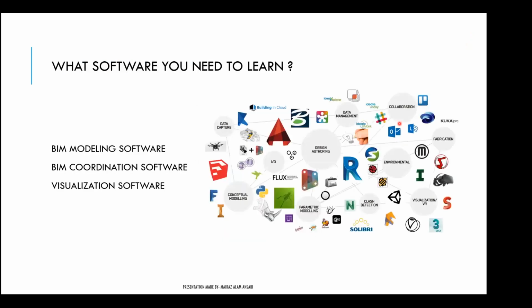And what should you learn? Firstly, how to create BIM models, right? So there is software for building information modeling, or you can say BIM modeling software. Then you have BIM coordination software, in which you can check whether whatever you have created is right or not. And after the coordination, you should know how whatever you have created is going to look on the actual site. That is called visualization software. BIM modeling software, BIM coordination software, BIM visualization software. So three different kinds of software are there, right? You should learn these three things.